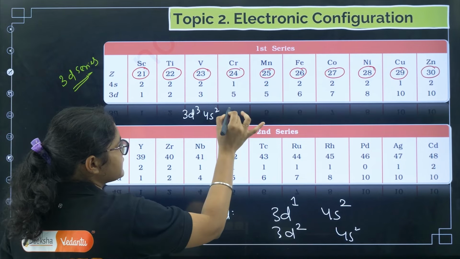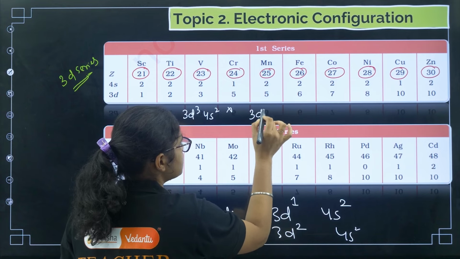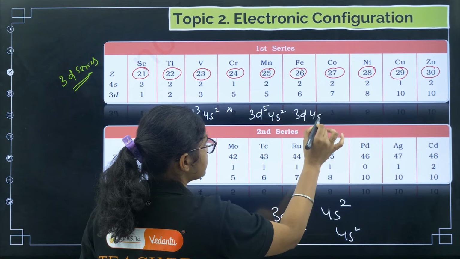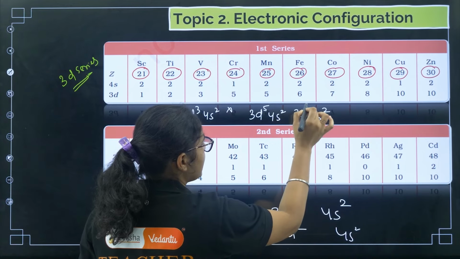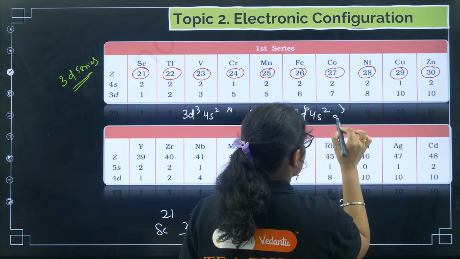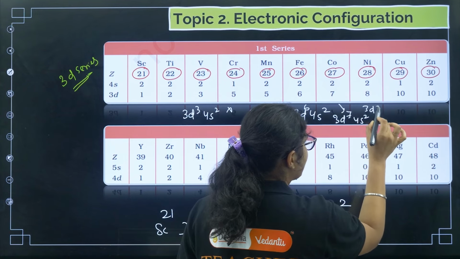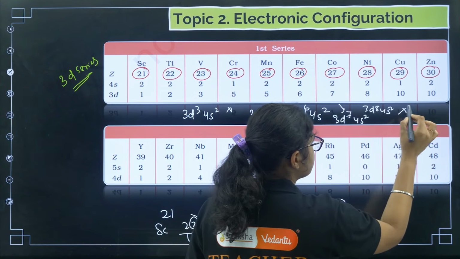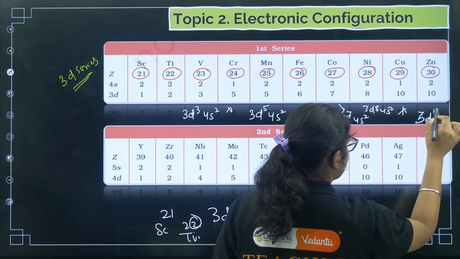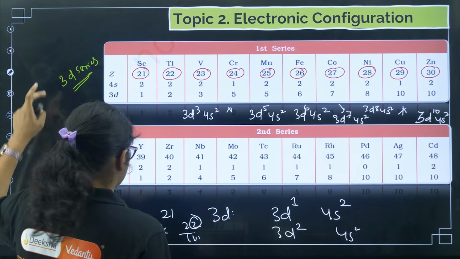Now coming to chromium, we will discuss it later. Chromium I am leaving for now. Now coming to manganese, it is 25, so 25 means 3d5, then 4s2. Then coming to iron, 4s will always get 2, and iron will get 3d6 because its atomic number is 26. Now cobalt is 27, so I will write 3d7 and 4s2. Nickel will be 3d8 and 4s2. Copper we will also discuss later. Zinc is 30, so I will put 3d10 and 4s2. So these electronic configurations you have to remember.